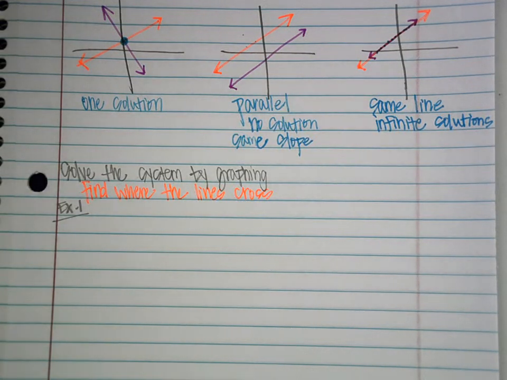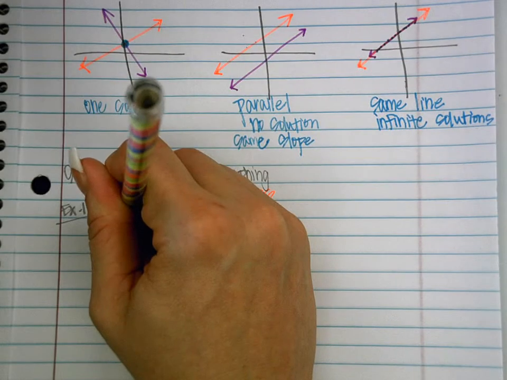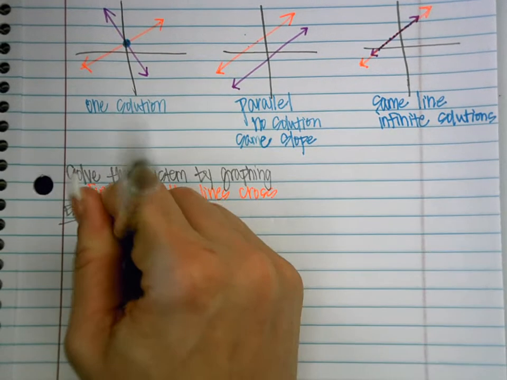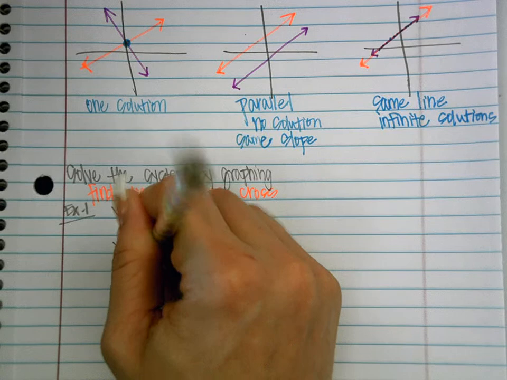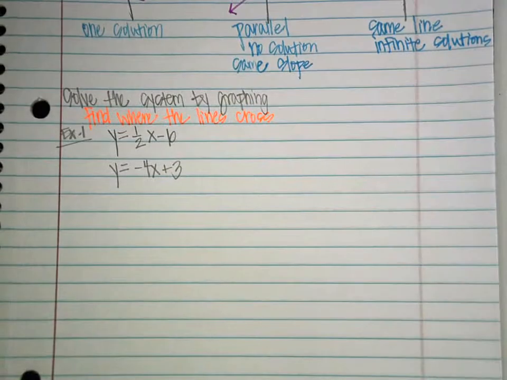I'm going to give you one that's like a really good one. Solve the system. Let's do y equals 1/2 x minus 6 and y equals negative 4x plus 3. Solve the system. Y equals 1/2 x minus 6 and y equals negative 4x plus 3.